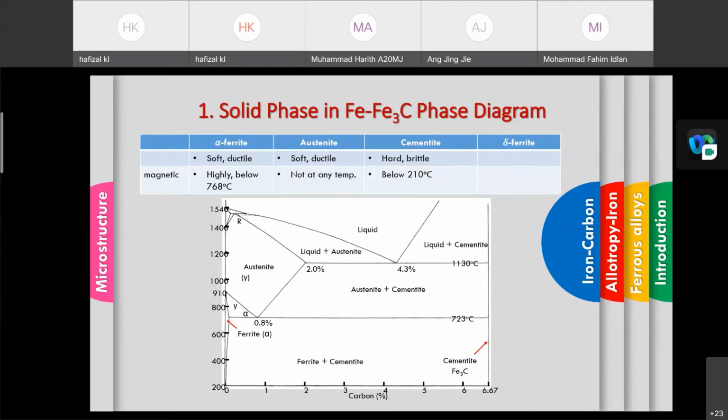For the magnetic properties, alpha ferrite is highly magnetic if the temperature is below 723, so this area is the magnetic region. Above 700, where we have austenite, the gamma region and the delta region, there is no magnetic property.